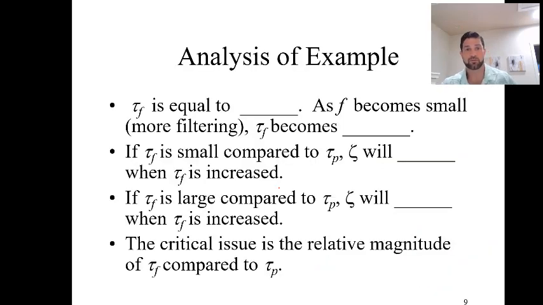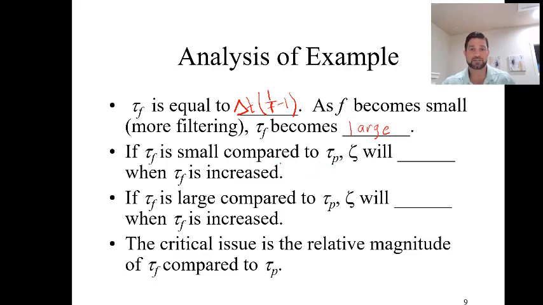First, remember that what we showed on a previous slide is that tau f is equal to delta t times 1 over f minus 1. So as f becomes small, we have more filtering, and this value is going to become large. So for a given time constant on the process, we can change tau f between a small value and a large value. How much filtering we apply changes what happens to the process. This is maybe a hard thing to grasp, which is why I told you on the previous slide to check those cases and see what happens.